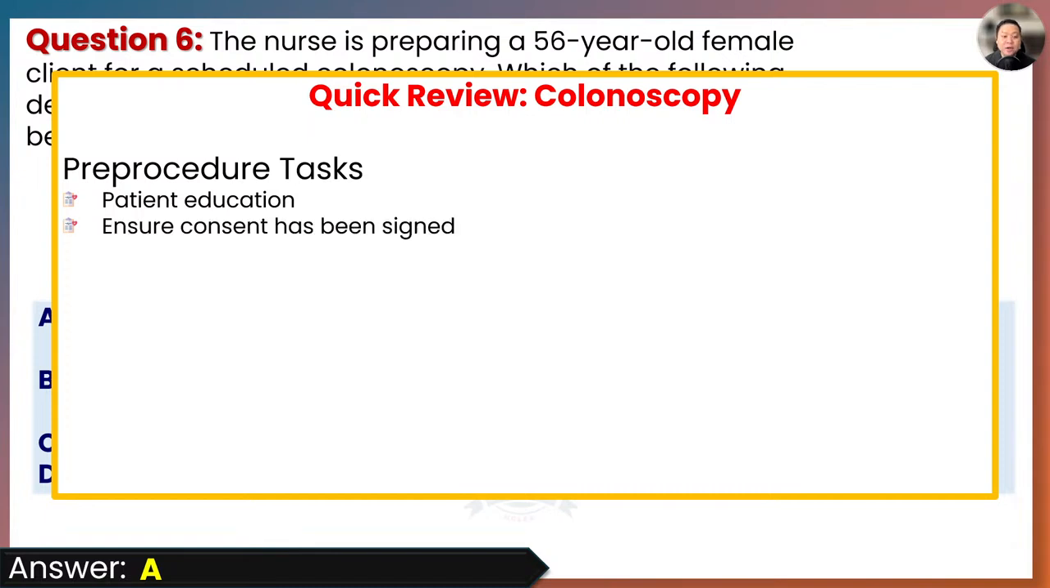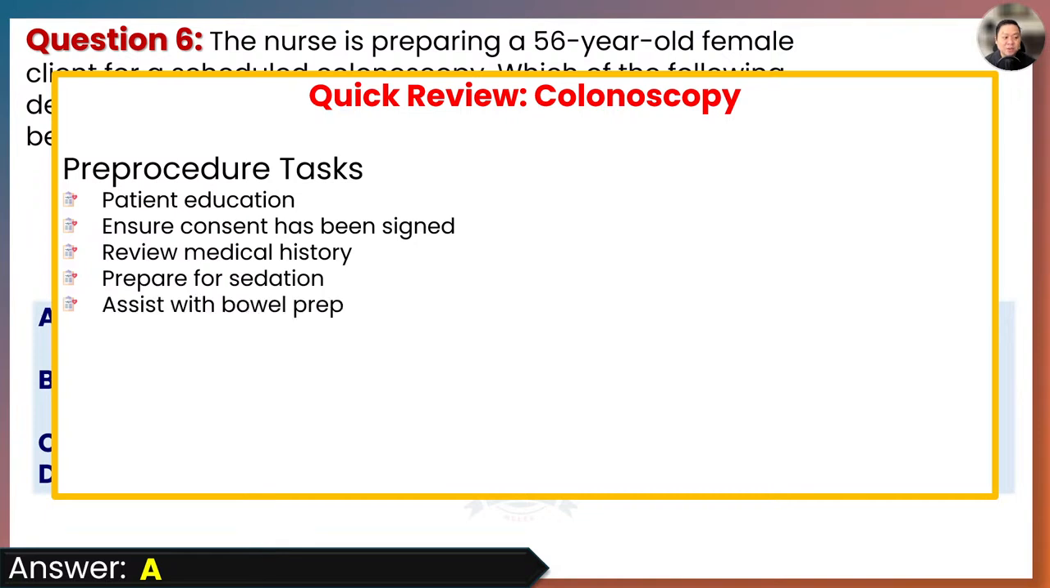And we also need to ensure that the patient has signed the consent, and also they need to follow a clear liquid diet about 1 to 3 days before the procedure. We also need to review their medical history to see if there are any comorbidities that might contraindicate. And also, we have to prepare the client for sedation.